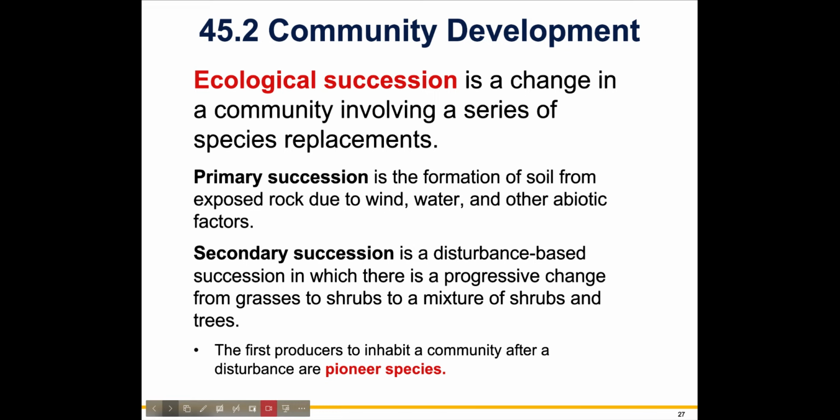climax community. Then secondary succession is when we've reached that, but then something's changed in the environment and we now have soil, but we've gone back to our small lichen, mosses, grasses, and we need to build back up to that climax community. And our first things that inhabit a space after a disturbance, we call those pioneer species.